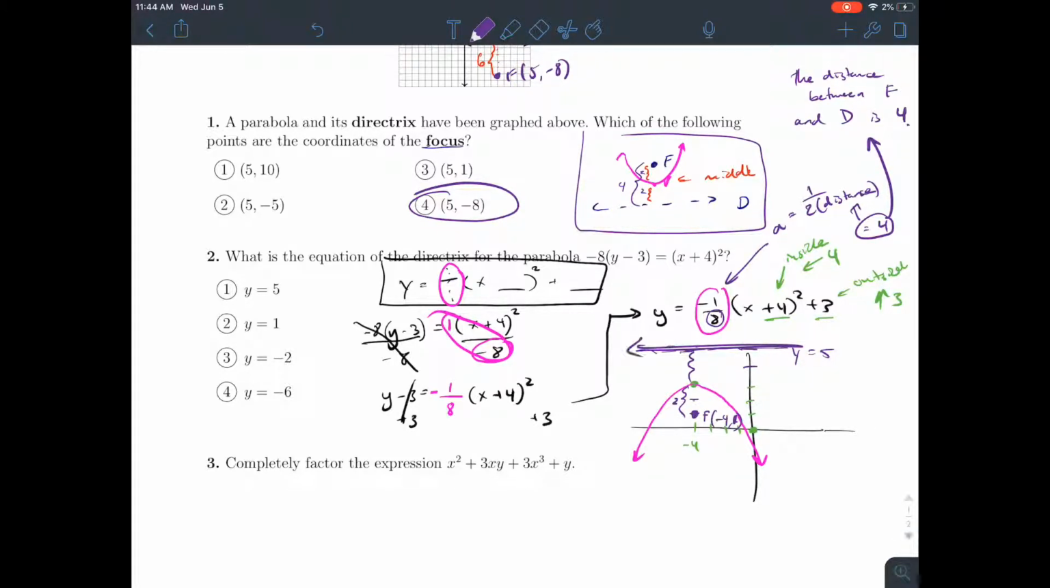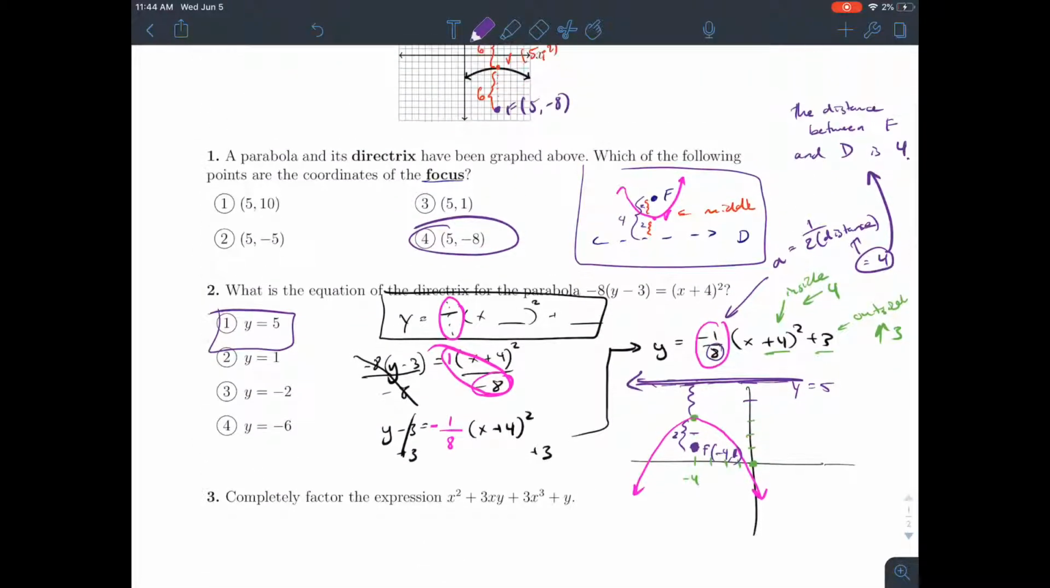Now how did we know to put the focus on the bottom? Well, because this was downward facing, it had to wrap around the focus. So y equals 5 is the equation of the directrix. That's a pretty tough one. That's about as tough as these focus directrix problems are going to get.